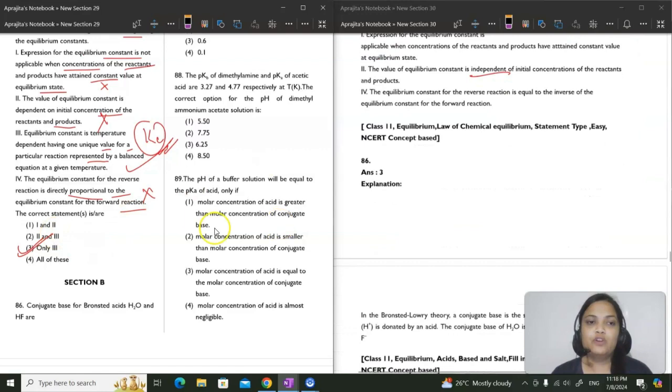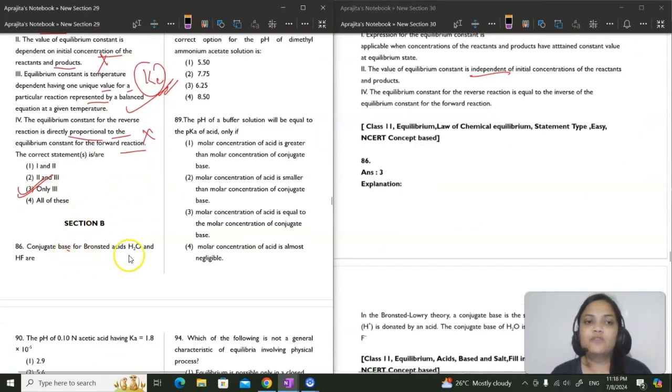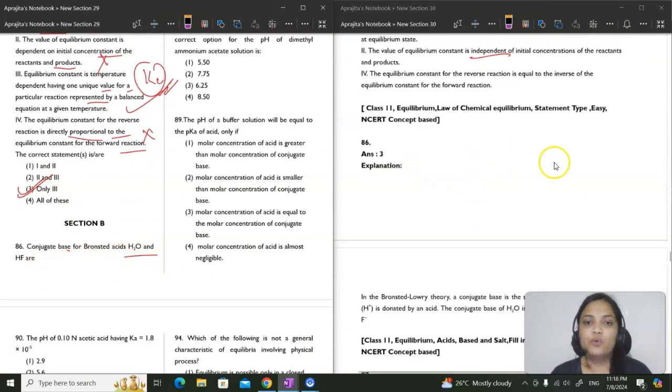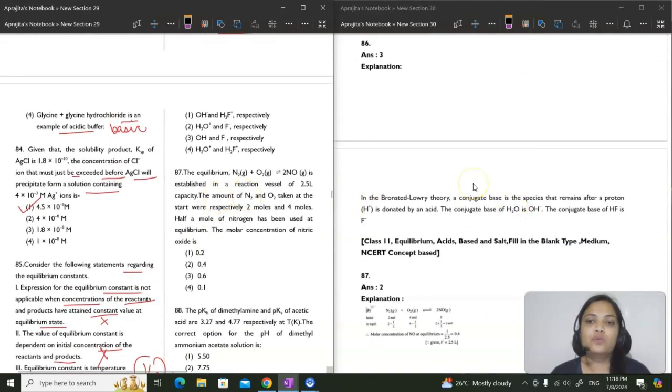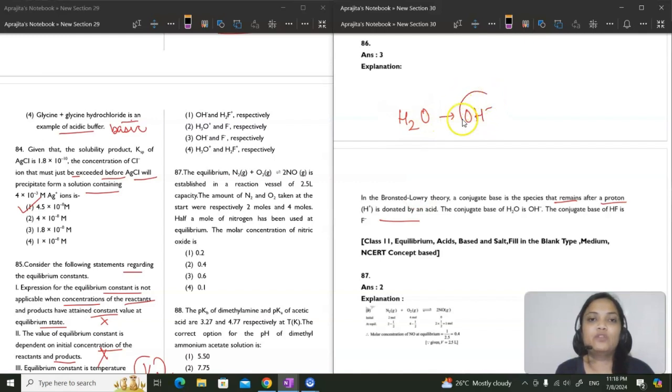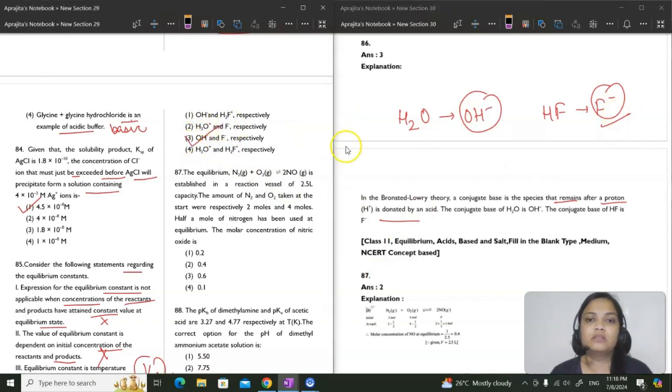Moving on to question number 86. Conjugate base for Bronsted acid H2O and HF. You know that a conjugate base, according to Bronsted-Lowry theory, is a species that remains after a proton is donated by the acid. So if H2O donates a proton, we will be left with OH minus, and if HF donates a proton, we will be left with F minus. So the answer is option third.